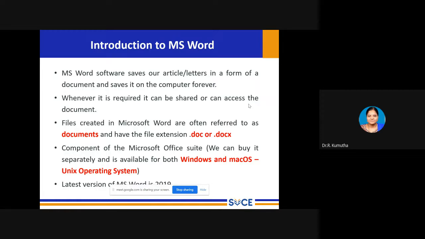And what is the file name extension for a document prepared using MS Word? What is the file extension? If you save it, what file extension will you get? .doc. Yeah, it is .doc or .docx. Whatever document you save using MS Word, the file name extension will be either .doc or .docx. Okay, and this is one of the components of the Microsoft Office suite. Either we can buy it separately, and what is the OS platform for this? What is the OS platform?